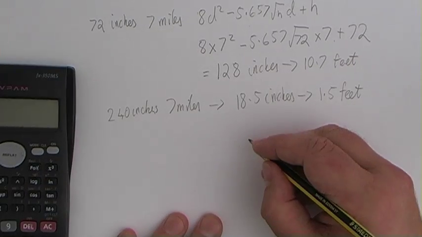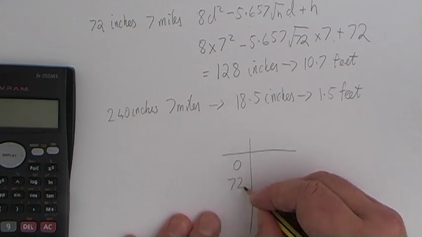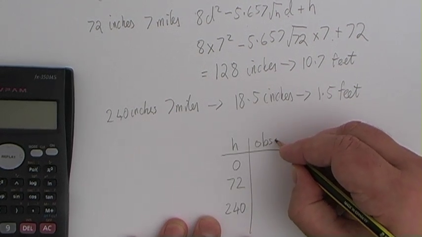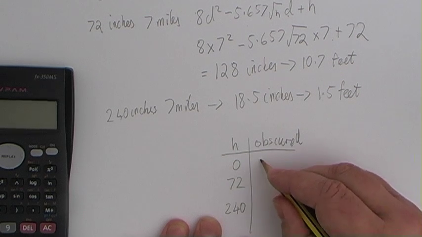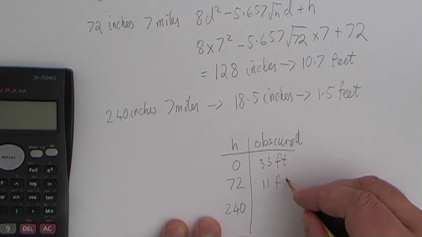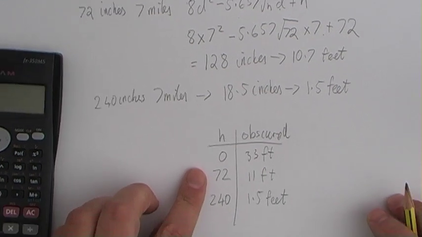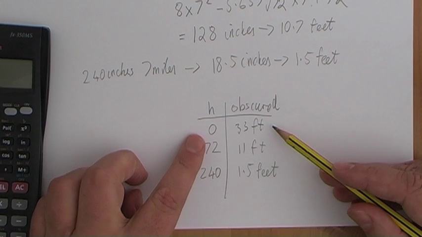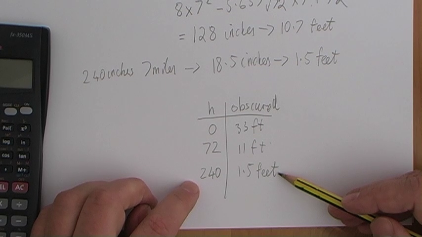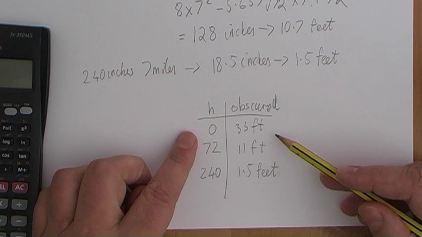So let me just do a table to summarise this. It's 7 miles away. So it's for 0 inches, 72 inches, and 240 inches. So that's height. Obscured: 33 feet, 11 feet, 1.5 feet. So you can see how much is obscured by the curvature. The Earth drops very quickly as you move up, which is a fact that just seems a little bit lost on most people who are looking at this stuff.